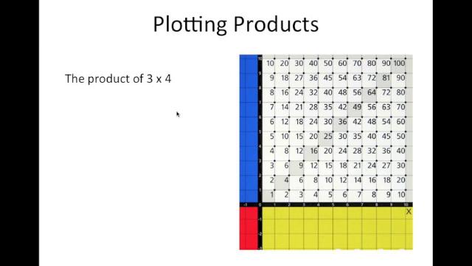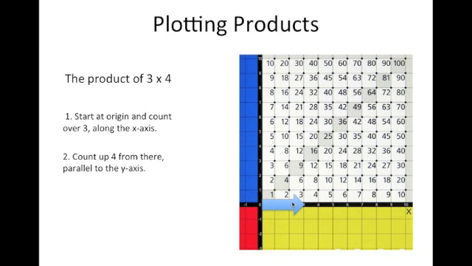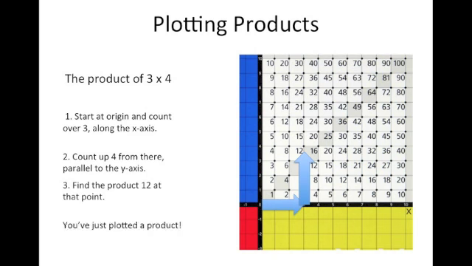So to find the product of 3 times 4, start at the origin, count over the first number. Once you're there, count up the second number. There you will see the product pushed up against the dot of 3, 4. You've just plotted a product.